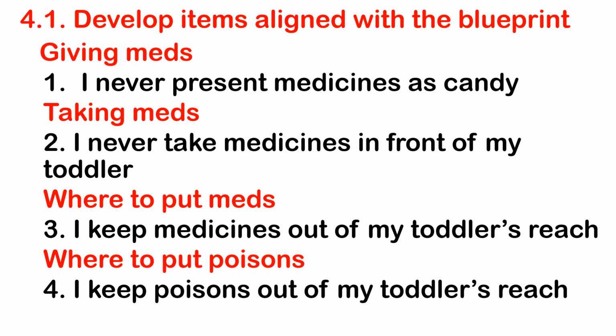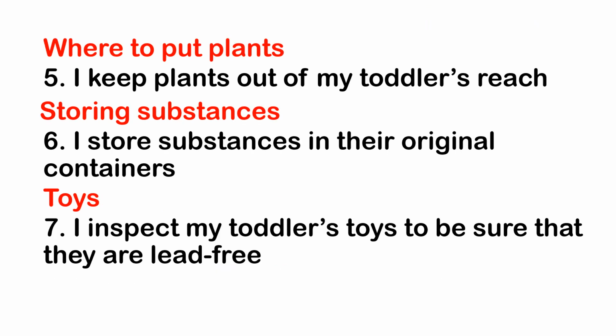And the blueprint item is where to put poisons. The questionnaire item is I keep poisons out of my toddler's reach. For the blueprint item where to put plants, the questionnaire item is I keep plants out of my toddler's reach. For storing substances, the questionnaire item is I store substances in their original containers. And for toys, the questionnaire item is I inspect my toddler's toys to be sure that they are lead-free.